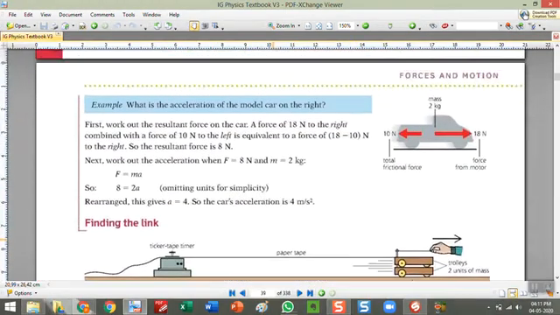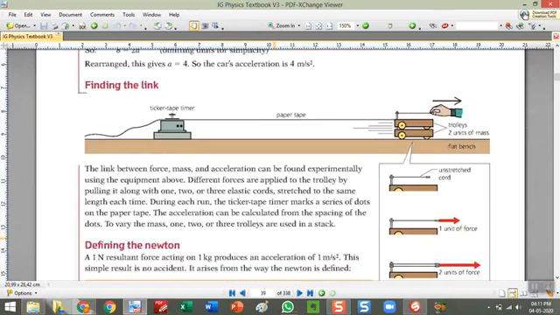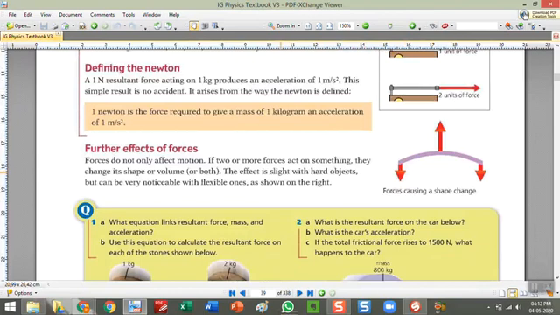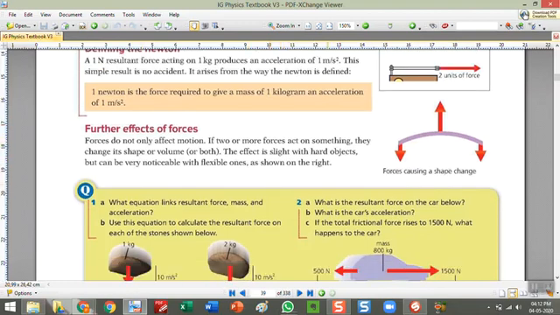Okay, now they give us a few examples here of how we can find this. If we use two trolleys and we have a ticker tape, we can test this by pulling with a certain amount of force. This is just a practical example. So what is a Newton? 1 Newton is the force required to give a mass of 1 kilogram an acceleration of 1 meter per second squared.